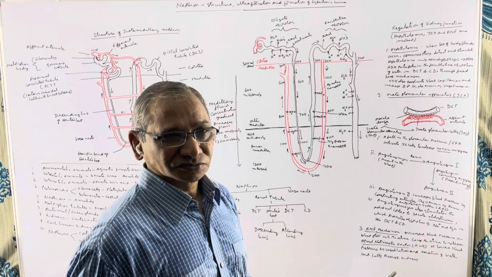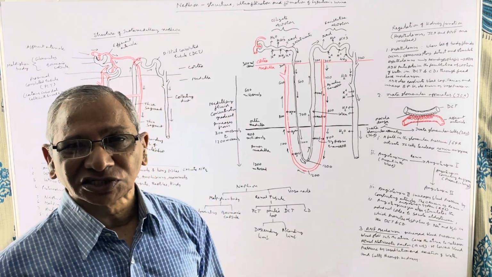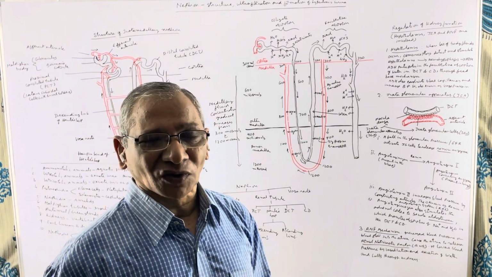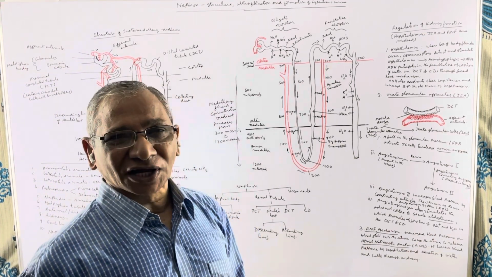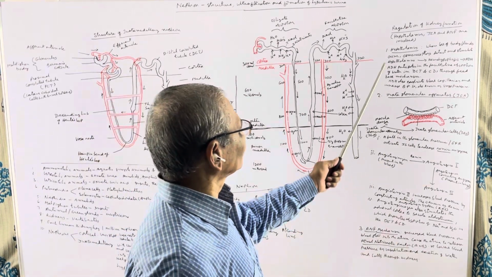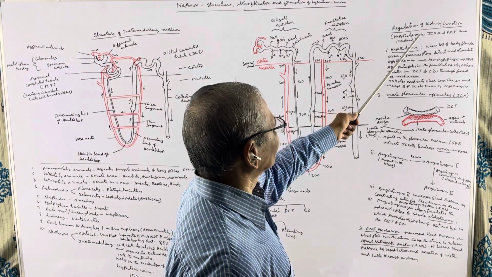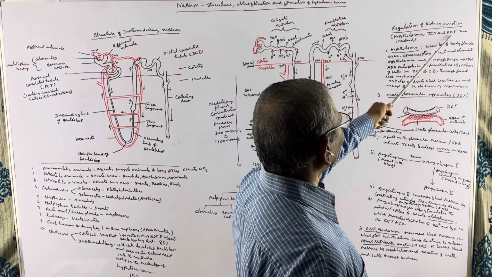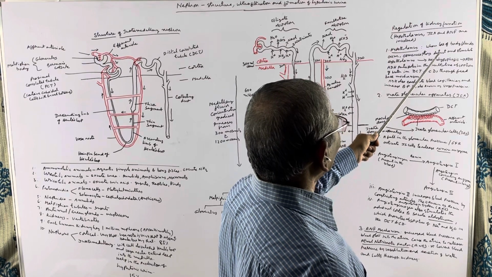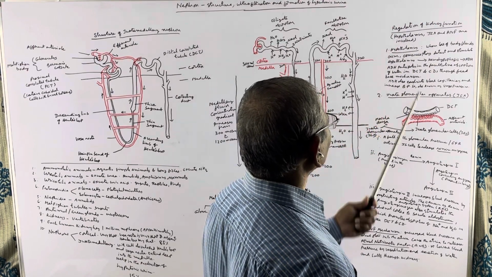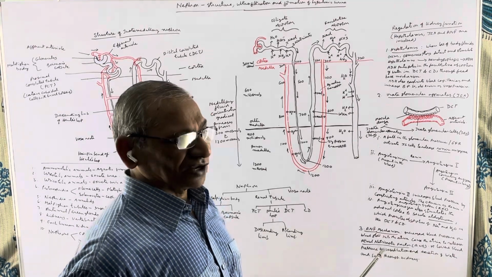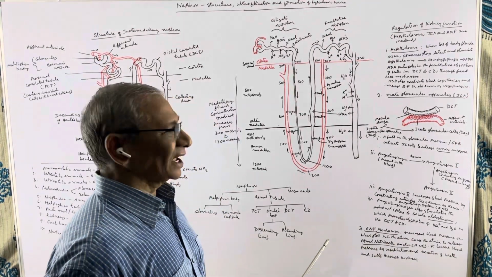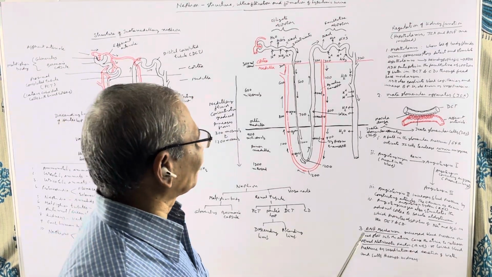Then, regulation of kidney function. How is the kidney function regulated? That means how the hypertonic or hypotonic urine is formed. This regulation occurs in three ways. Three factors are involved: the hypothalamus, the juxtaglomerular apparatus (JGA), and ANF, atrial natriuretic factor. Now let us take up first the hypothalamus.